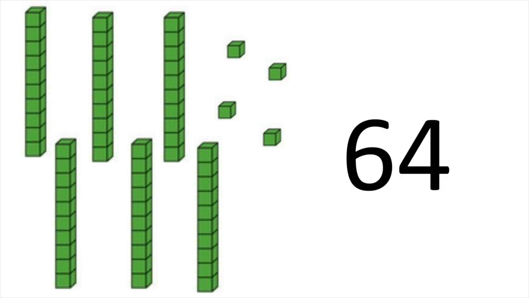Here's a tricky one. So I see two groups of three tens. So I know that's six tens. And I see two groups of two ones, which is four ones. So six tens and four ones would be 64.